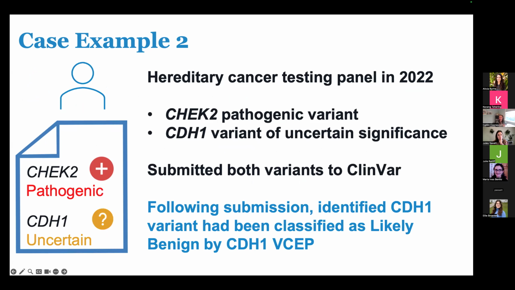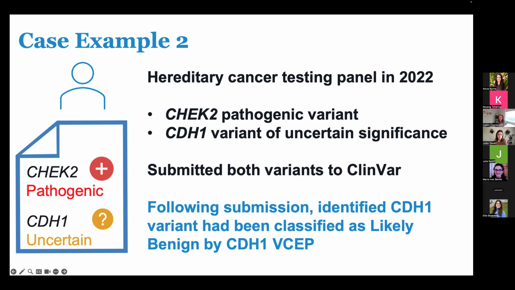This is a more recent update. In fact, I just gave this update to the participant last month. So we had a participant who had a hereditary cancer testing panel in 2022. On the report, a pathogenic variant in CHEK2 was identified, and a variant of uncertain significance in CDH1 was identified. We submitted both variants to ClinVar. Following up on the submission, we identified that the CDH1 variant had been reclassified as likely benign by the ClinGen CDH1 VSEP.